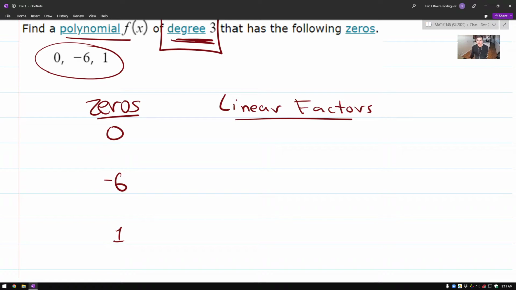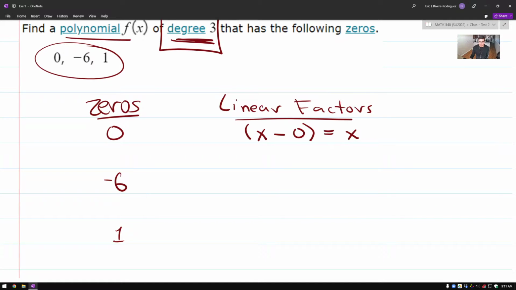So how do we take the zeros and write the linear factors of the polynomial? Well, let's start with the first zero, which is the value of 0. We are going to create a linear factor, so x minus this value, which is 0. We can simplify this as just having x. So that is the linear factor when the zero of the polynomial has a value of 0.